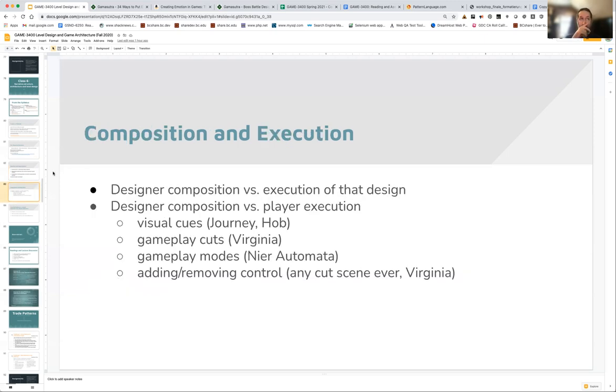So composition and execution. Designer composition versus execution of that design. This is one that you should have run into quite a bit already. You sit down and plan out your level, right? You do your various diagrams, you think about what it's going to be, maybe you even gray box it.